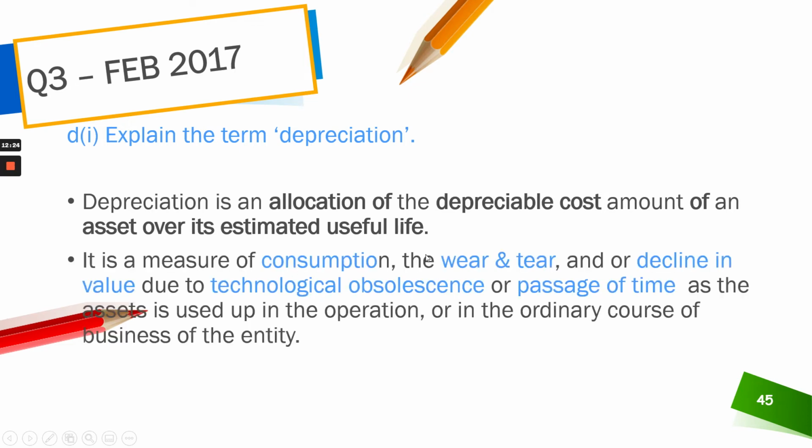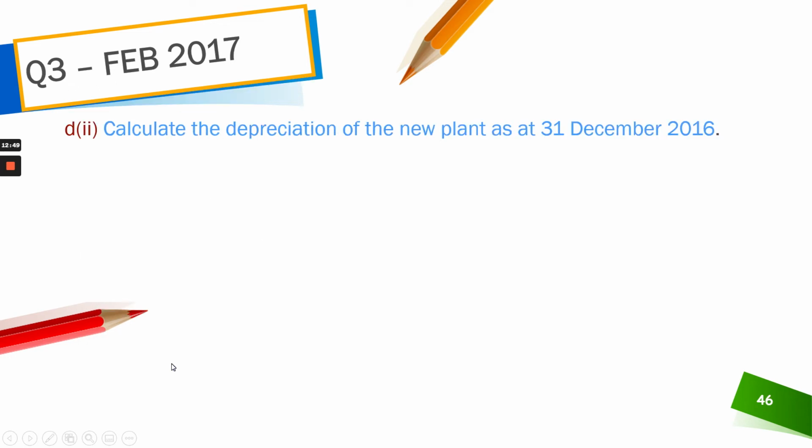It is also a measure of consumption, wear and tear, or decline in value, which are due to technological obsolescence and the passage of time, as the asset, the plant for example, is being used up in manufacturing the product, which is the furniture. So that is actually the ordinary cost of the business of the entity. Next is to calculate the depreciation.